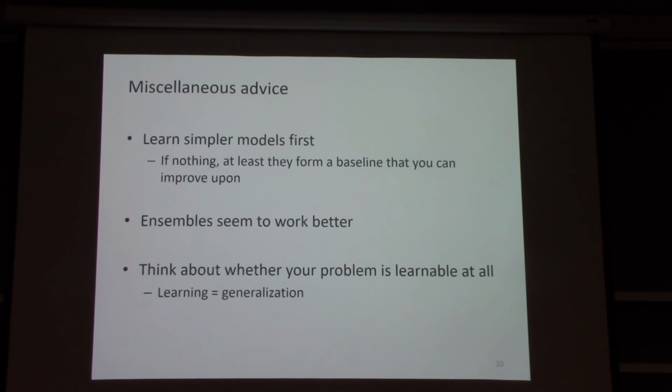In a lot of industry, people who are hired as data scientists in companies end up building ensembles. So random forests and such things seem to be the standard default thing that people try before thinking about something more complex. You should think about whether your problem is learnable at all. And by learnable, there is only one definition, and that is generalization. After having seen a bunch of examples, can you generalize or distill that information into a new one?